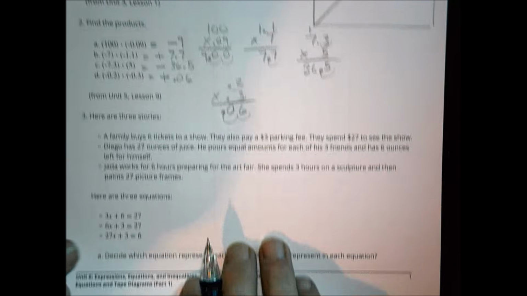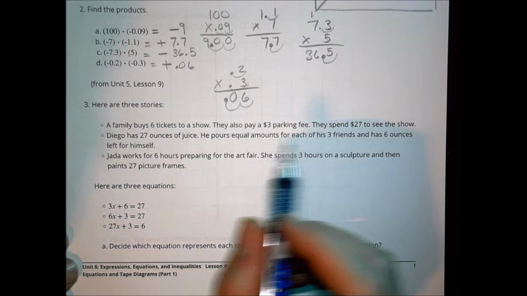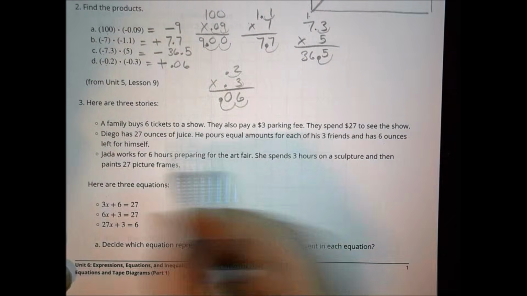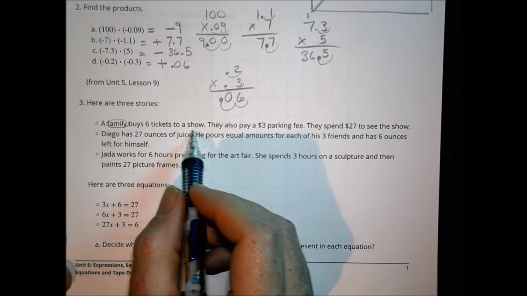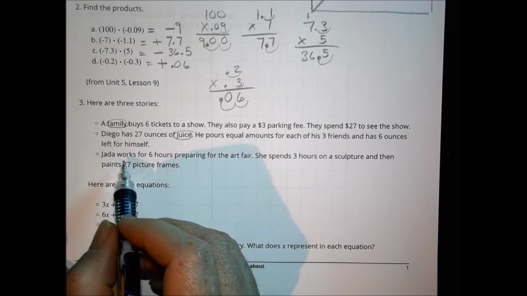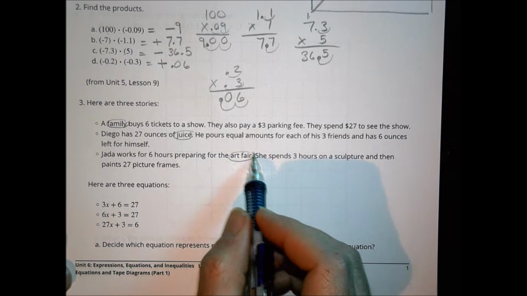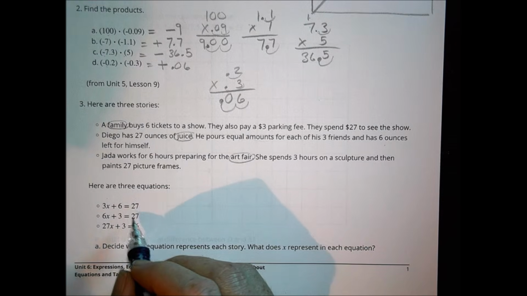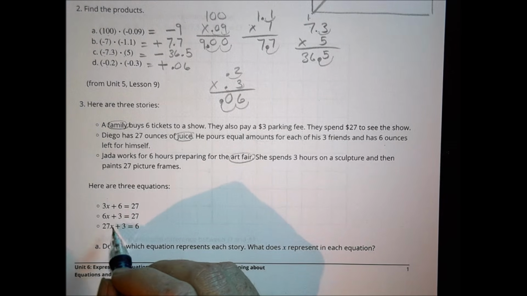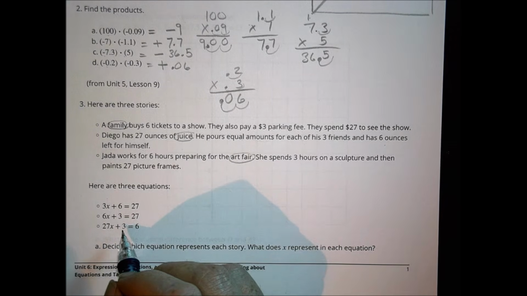All right, number 3. There are 3 stories here for you to read. We have one about a family buying tickets to a show, a story about juice, and a story about someone working at the art fair. And here are the 3 equations: 3x plus 6 equals 27, 6x plus 3 equals 27, and 27x plus 3 equals 6.